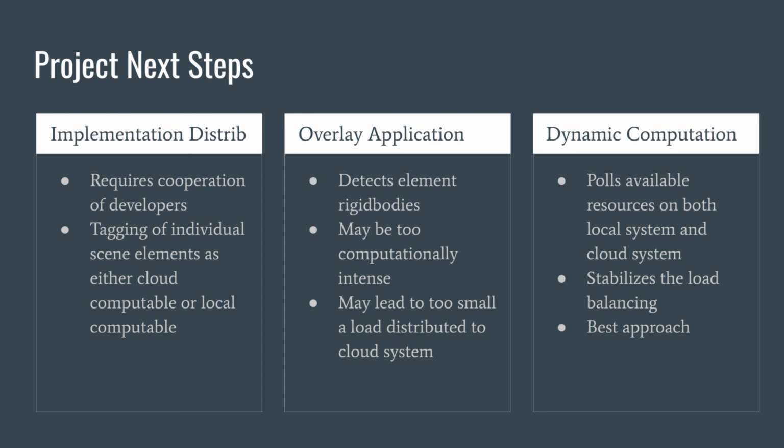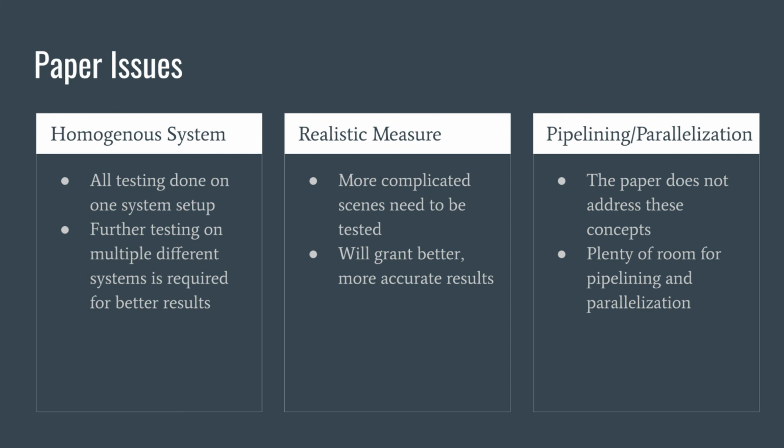The paper continues by looking at issues faced within the paper. There are a few issues throughout the paper that still need addressing before a full implementation can be completed. First, all testing is completed on a homogeneous system. Other systems need to be tested for more thorough results. Next, a more realistic measure needs to be completed for the size of network data transfer. By this, a more complicated scene is required to fetch a more accurate data size.